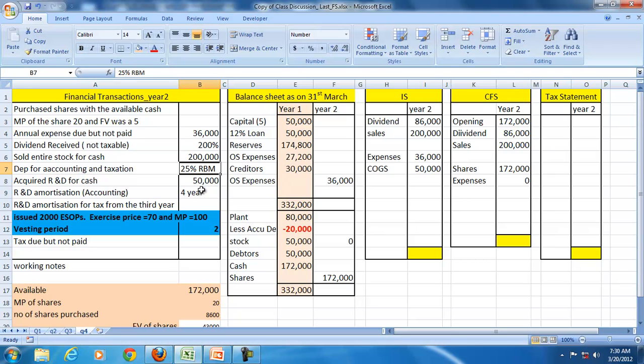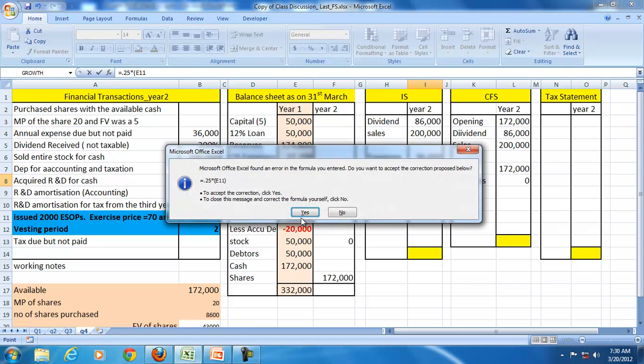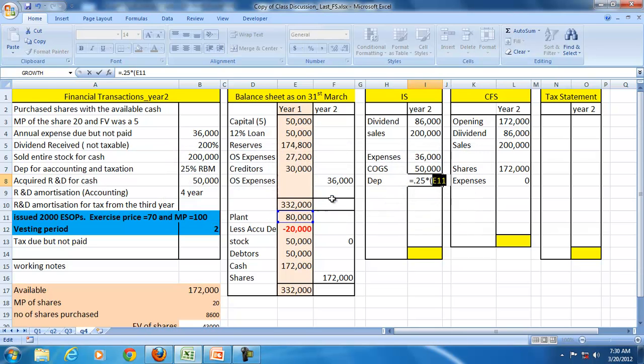Depreciation for accounting and taxation is 25% on reducing balance method. So depreciation is 0.25 into 80 minus 20, that is 60. So the depreciation is 15,000. As depreciation is not a cash flow but a reduction of asset, accumulated depreciation goes up to 35,000.